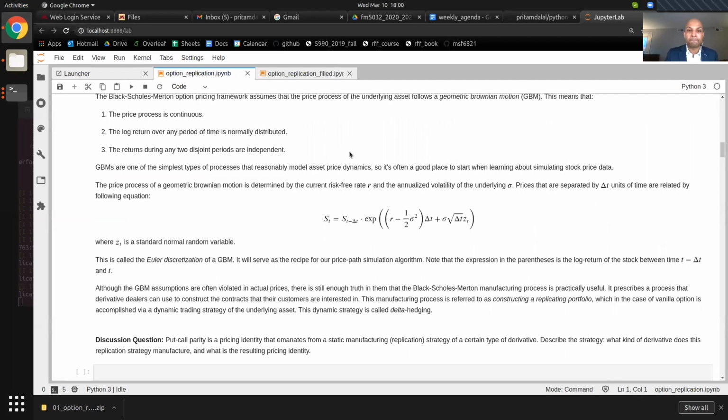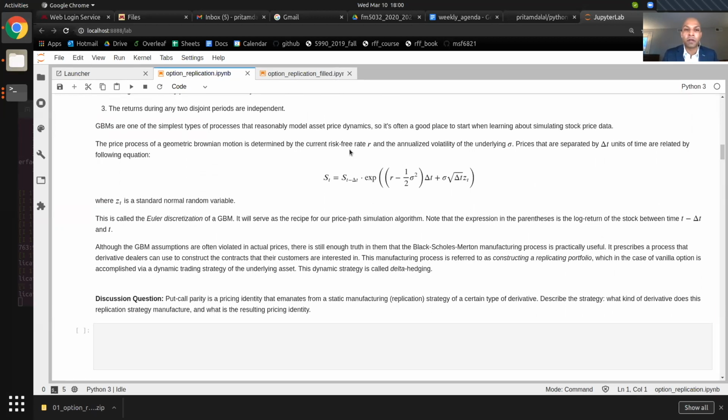So the price process of a geometric Brownian motion is determined by the current risk-free rate and the annualized volatility of the underlying. Dividend yield is in there too, but we're assuming it's 0, so I didn't even include that. For prices that are separated by delta t units of time, they're related by the following equation. If the current price is S(t minus delta t), then you multiply it by this exponential expression. In here, Z_t is a standard normal random variable, and that's what makes it random. And that gives you the price in the next time period.